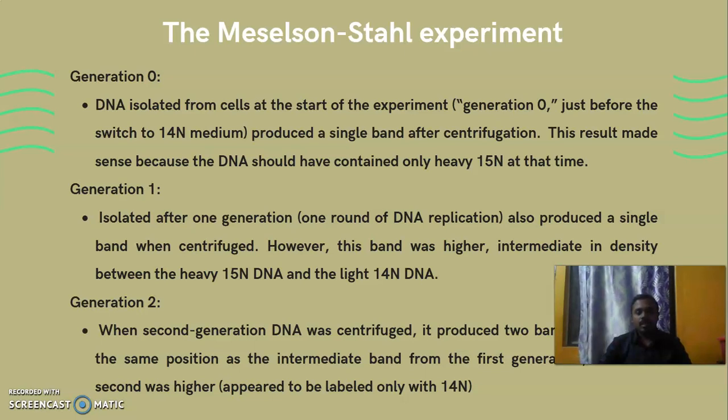When second generation DNA was centrifuged, it produced two bands. One was in the same position as the intermediate band from the first generation, while the second was higher and appeared to be labeled only with N14, the lighter version of nitrogen.